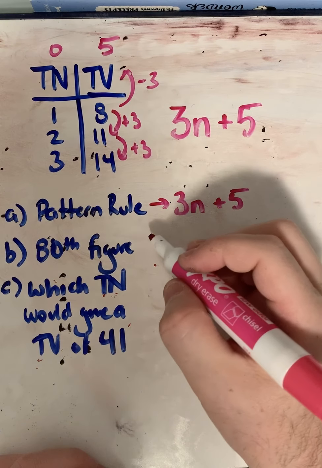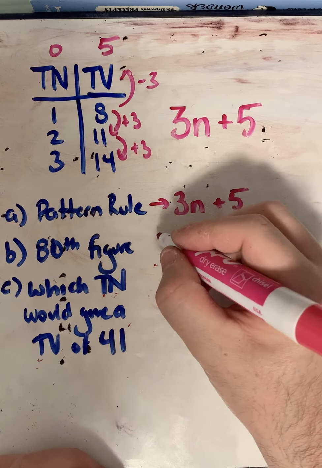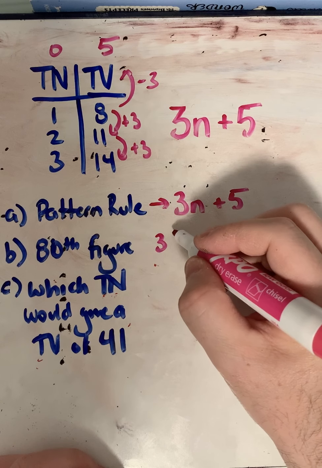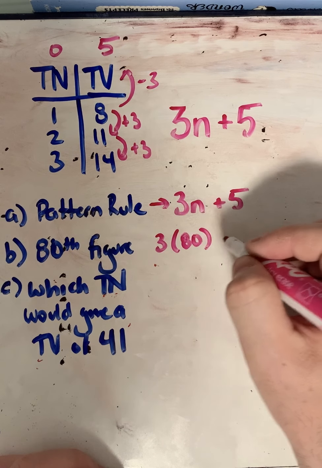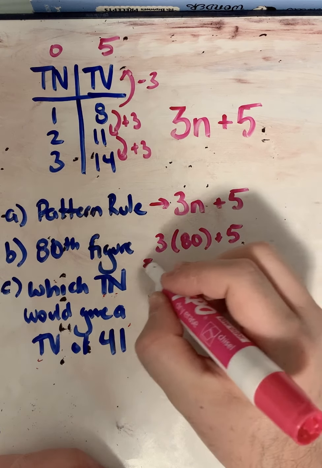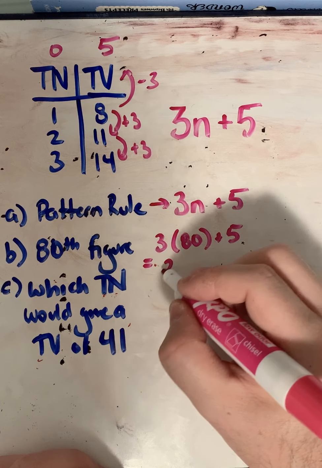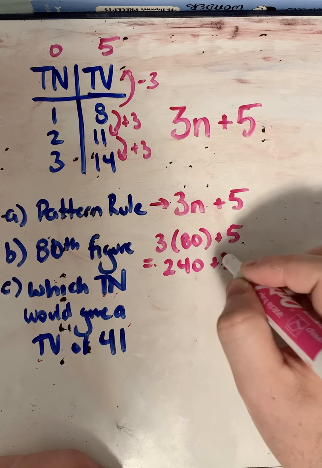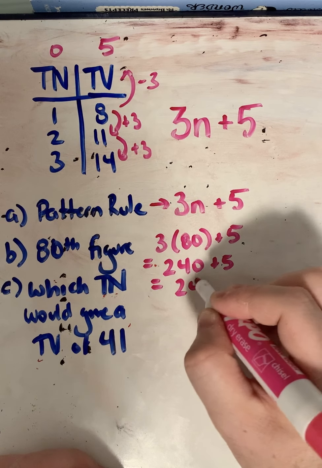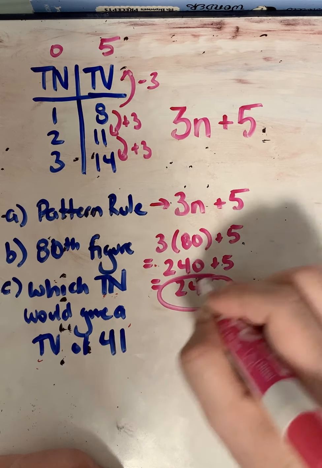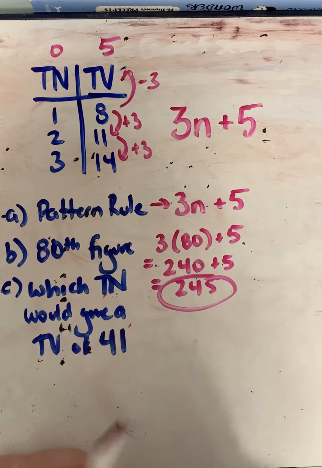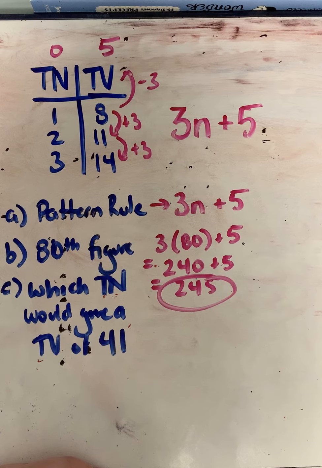For my 80th figure, I need to input 80. So 3 times 80 plus 5. 3 times 80 is 240 plus 5. And then my 80th figure is 245. This part is the one we haven't talked about yet. Which term number would give you 41?